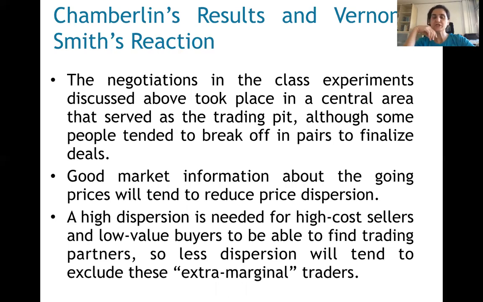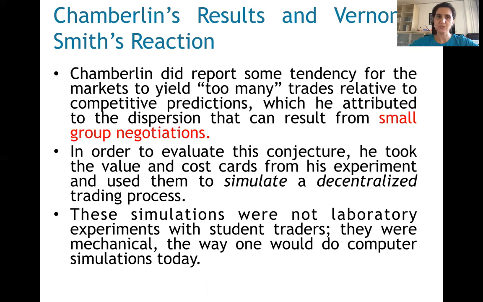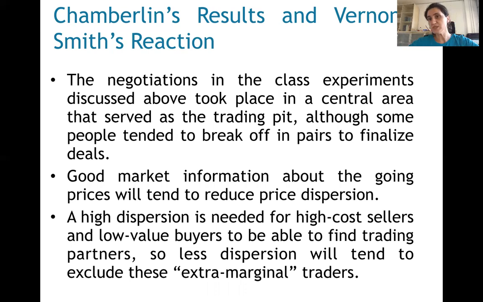So remember, Chamberlain was writing some of the realized prices on the board, some he didn't. If he didn't, nobody is aware of the prices realized. A high dispersion is needed for high cost sellers and low value buyers to be able to find trading partners. So less dispersion will tend to exclude these extra-marginal traders. If they are included, quantity traded will be higher and the price dispersion will be higher. It's going to deviate from the equilibrium prediction, right? As the information is more decentralized.